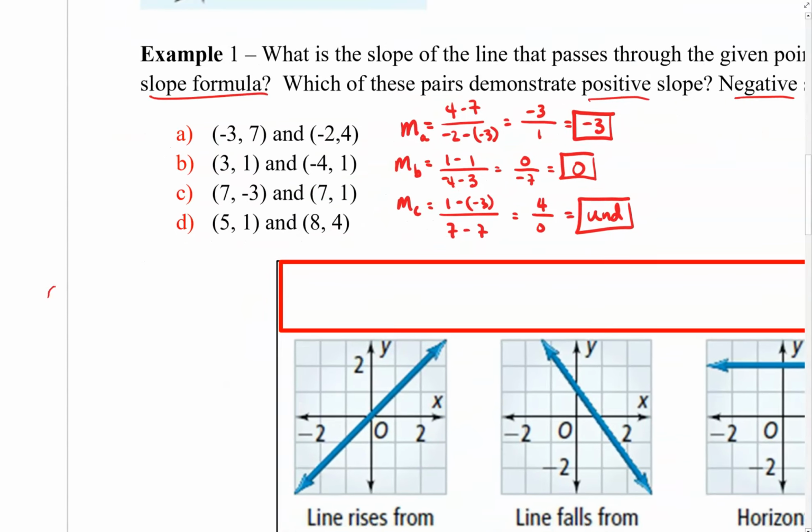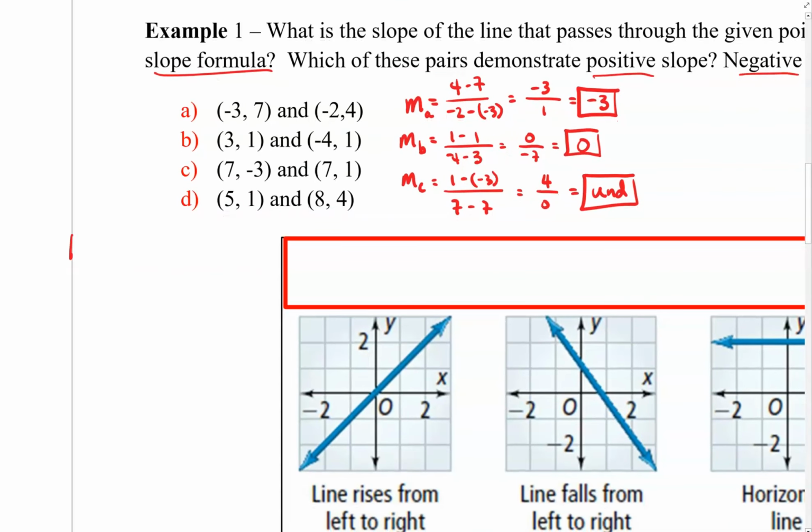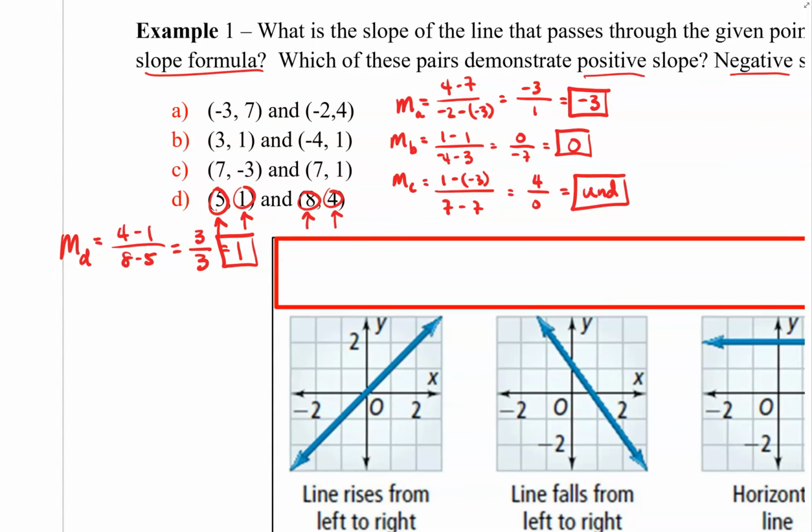I'm running out of room, so I'll calculate the slope for D down here. The slope for question D is our y's subtracted, so 4 minus 1, divided by our x's subtracted, 8 minus 5. And you'll notice in all of these examples I went in the same order. I took y2 minus y1 and then x2 minus x1. That's the order that was described in our equation. Now this numerator turns into the number 3. The denominator also turns into the number 3. And we get a slope equal to 1 when those are divided.